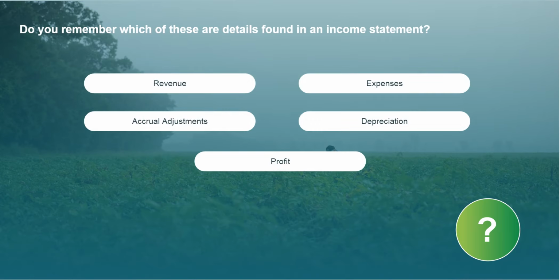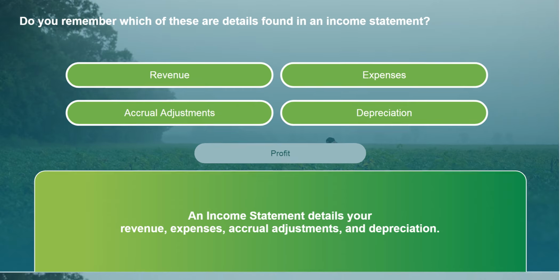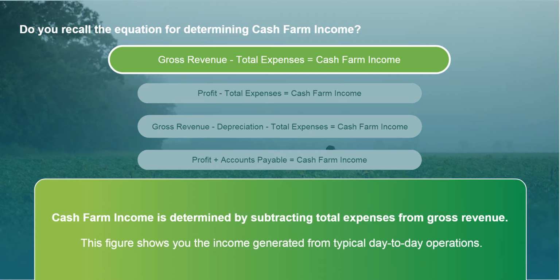Do you remember which of these are details found in an income statement? An income statement details your revenue, expenses, accrual adjustments, and depreciation. Do you recall the equation for determining cash farm income? Cash farm income is determined by subtracting total expenses from gross revenue. This figure shows you the income generated from typical day-to-day operations.